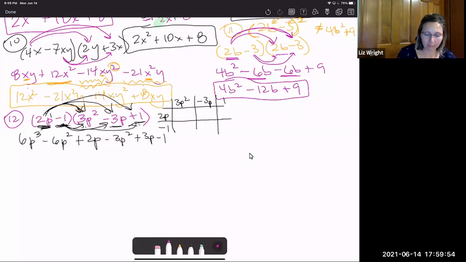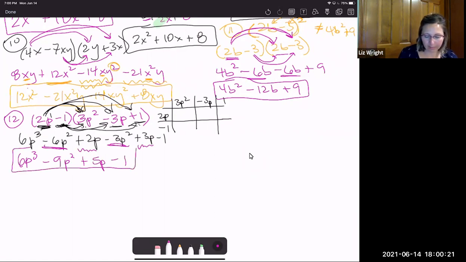And now I'm ready to simplify and combine like terms. So 6p cubed is my only p cubed term. So that's going to go there. Then we've got negative 6p squared and negative 3p squared. That's going to give me negative 9p squared. Then I've got a plus 2 and a plus 3, which is going to give me a positive 5p minus 1. And that's going to be my final answer for that one.